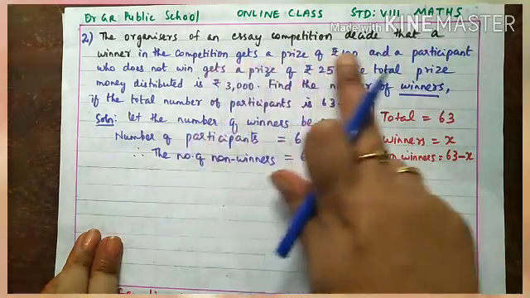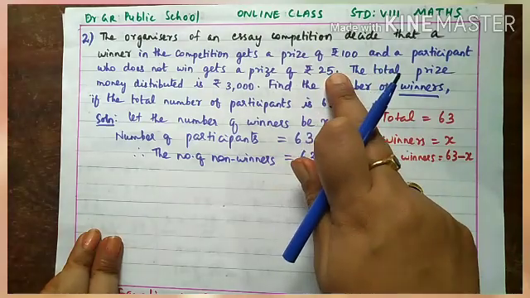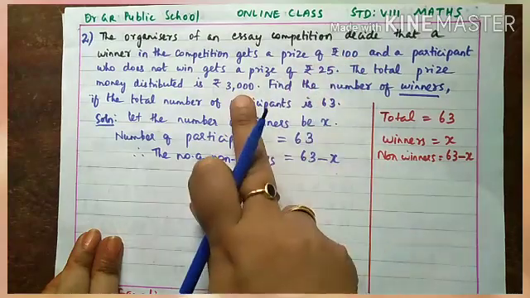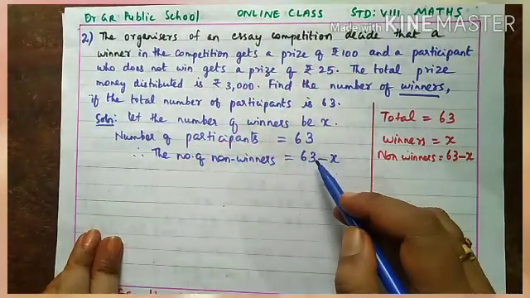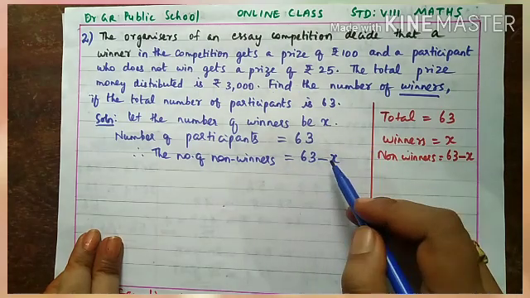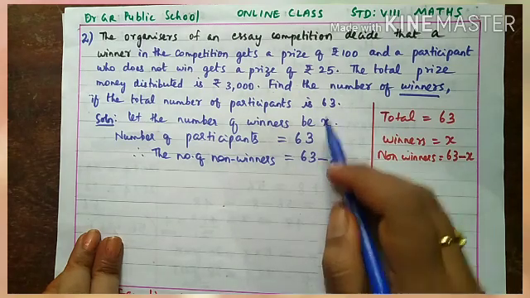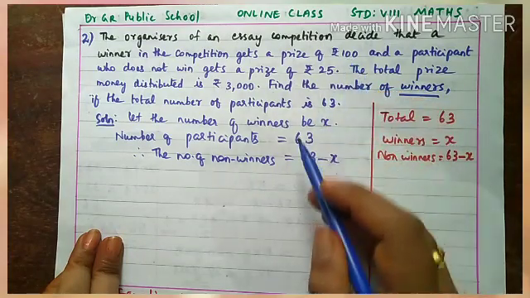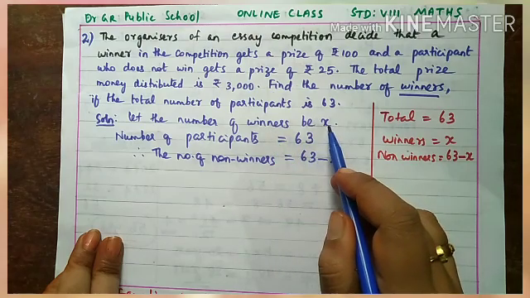A winner is getting 100 rupees each and a loser is getting 25 rupees each. So before going to the total money 3000, we want to calculate how much money is given for winners and how much money is given for non-winners. How do we find out, children? If a person is getting 100 rupees for winning the competition, then how much money is given for x winners?